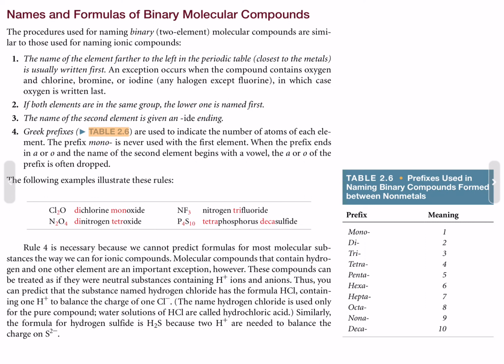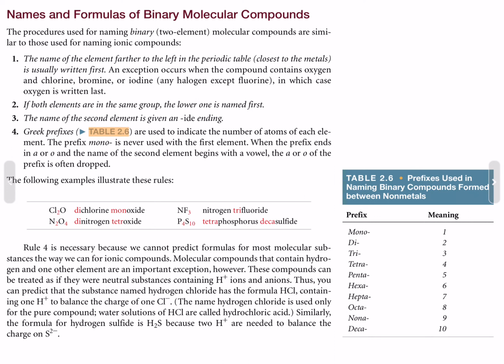of one chloride. The name hydrogen chloride is used only for the pure compound. Water solutions of HCl are called hydrochloric acid. Similarly, the formula for hydrogen sulfide is H2S because two hydrogen ions are needed to balance the charge on the S negative 2. Table 2.6. Prefixes used in naming binary compounds formed between nonmetals.